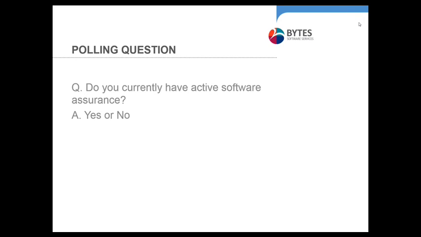So the poll results have come back, and 67% do currently have software assurance and 33% don't. Lovely, thank you, Sarah.